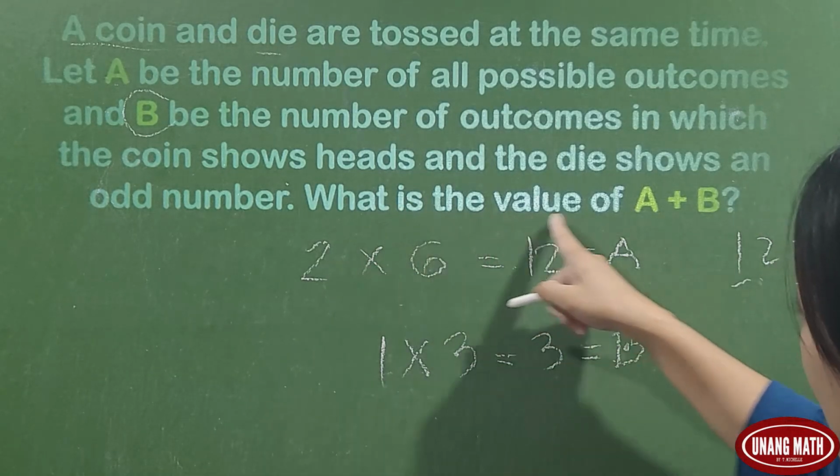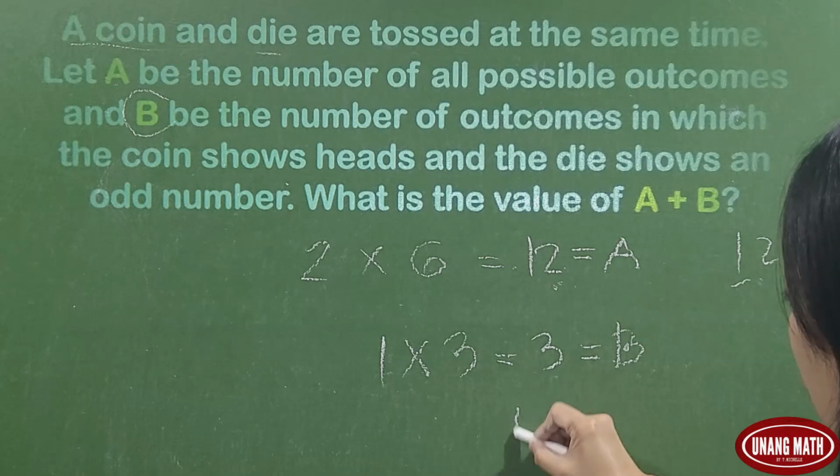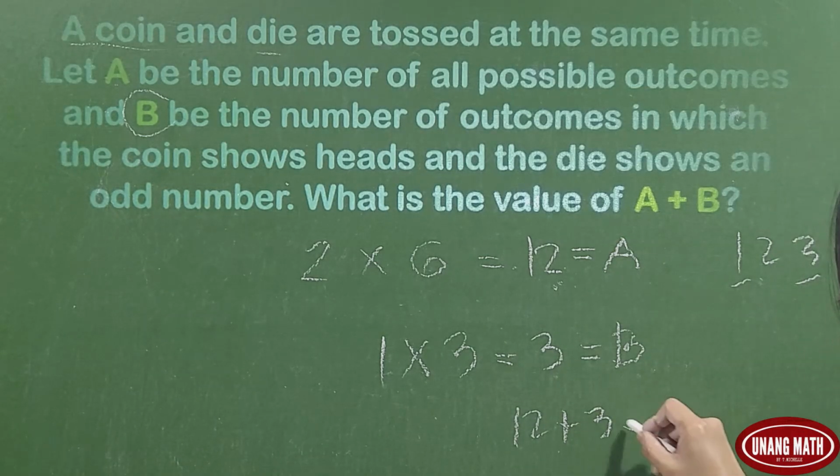So what's the value of A plus B? So we have 12 plus 3, then this is equal to 15.